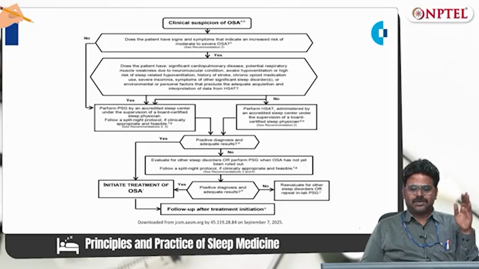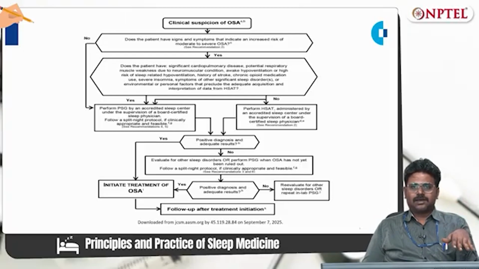If there is a positive diagnosis and adequate results, initiate treatment for OSA. If no, perform a home sleep apnea test administered by an accredited sleep center under the supervision of a board certified sleep physician. If it is a positive diagnosis and adequate results, we have to initiate treatment for OSA. If no, we have to evaluate for other sleep disorders or perform polysomnography when OSA has not yet been ruled out, followed by a split night protocol. Post diagnosis and adequate results, we start treatment for OSA. If no, we have to evaluate for other sleep disorders and repeat in-lab polysomnography.